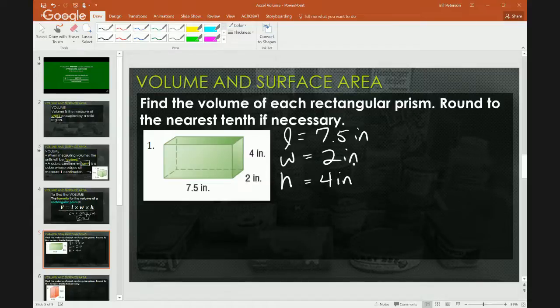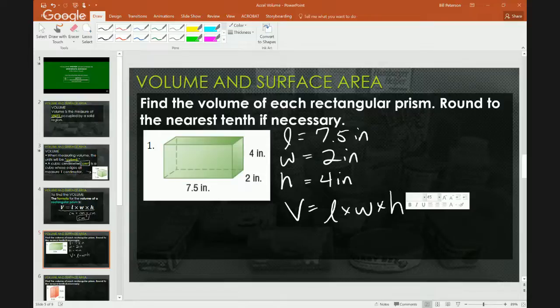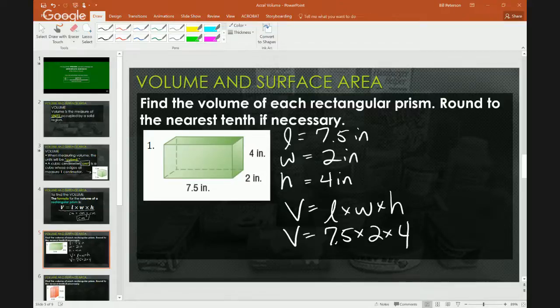Let's go ahead and write our equation out. Volume is equal to length times width times height. Our volume is going to be when we multiply these three together. So we have 7.5 times 2 times 4 equals, it comes out to 60. We need a label on this, and our label is going to be inches cubed, since we multiplied inches 3 times.